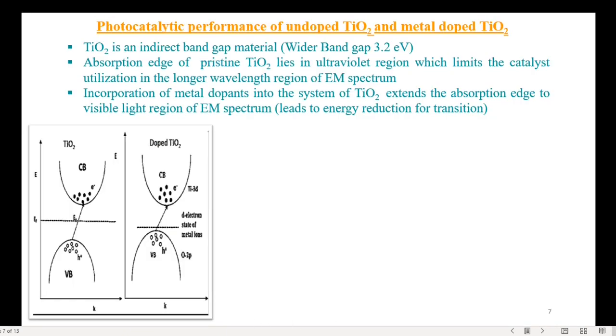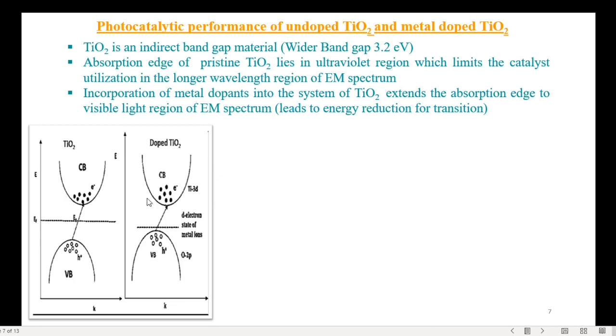Photocatalytic performance of TiO2. TiO2 is an indirect band gap material with a wider band gap of 3.2 electron volts. The absorption edge of pristine TiO2 lies in the ultraviolet region, which limits the catalyst utilization in the longer wavelength region of the EM spectrum. However, the incorporation of metal dopants into the system of TiO2 extends the absorption edge to the visible light region of the EM spectrum, thus leading to energy reduction for electronic transition.